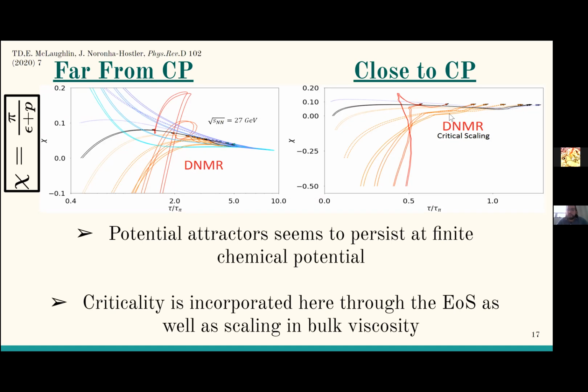And the same thing is true here, close to the critical point. This is for the pi, the shear channel. Close to the critical point, you also get this potential attracting behavior. For these runs, the criticality was incorporated not only through the equation of state, as I already mentioned, but also by scaling the bulk viscosity.